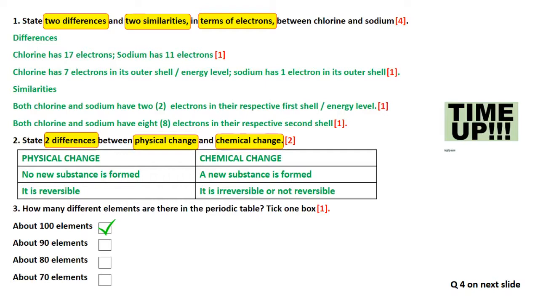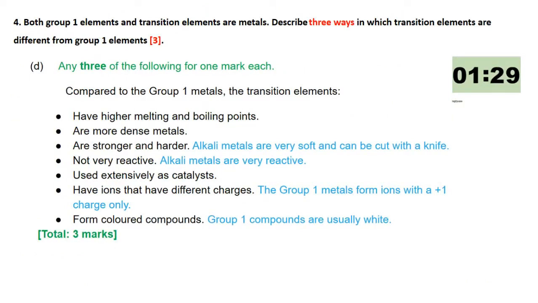Okay, let's look at the last question. It says both group 1 elements and transition metals. Both group 1 elements and transition elements are metals. Describe 3 ways in which transition elements are different from group 1. So it's just asking you to write down the differences between transition elements and group 1 elements.